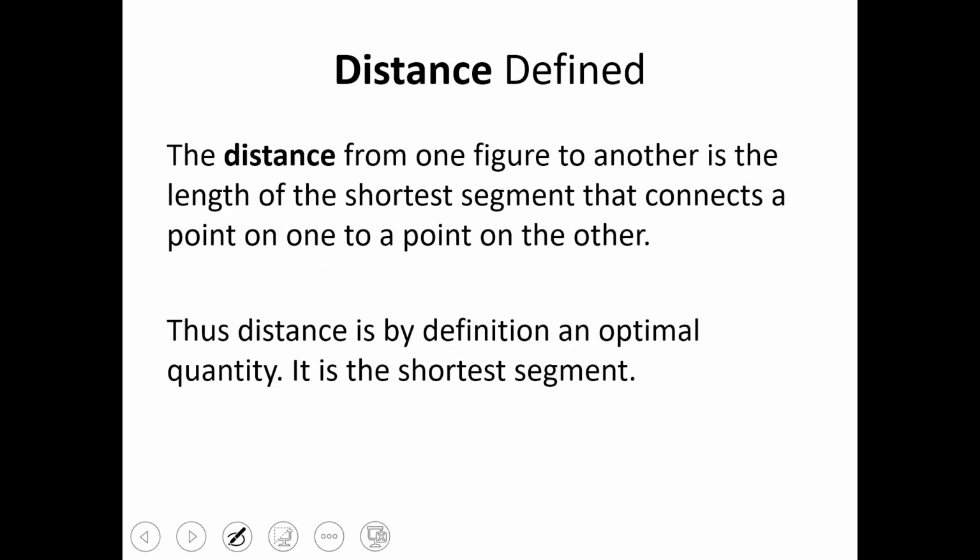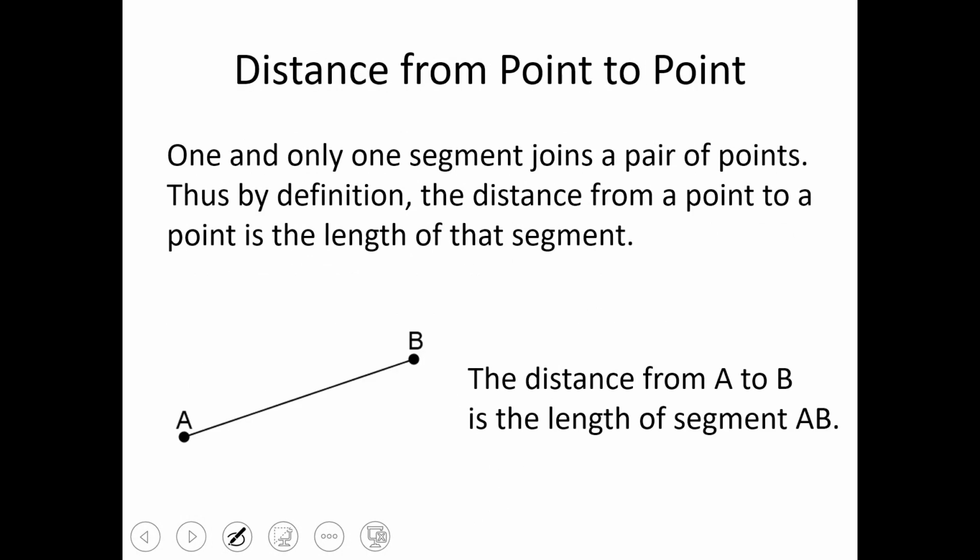So distance by definition is an optimal quantity. It's the shortest. Distance from point to point is by definition the line segment that connects them, because there's only one way to choose a point from point A and only one way to choose a point from point B. Each is just the single point. So there's just one line segment here, so it must be the shortest. There is no other segment from A to B that could be longer. So the distance from A to B is just, by definition of distance, the line segment.